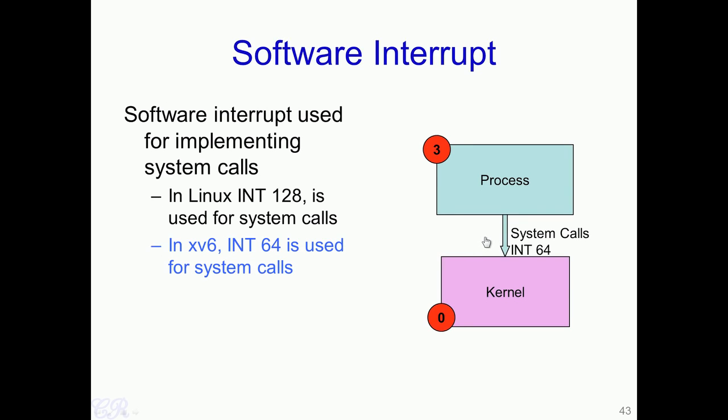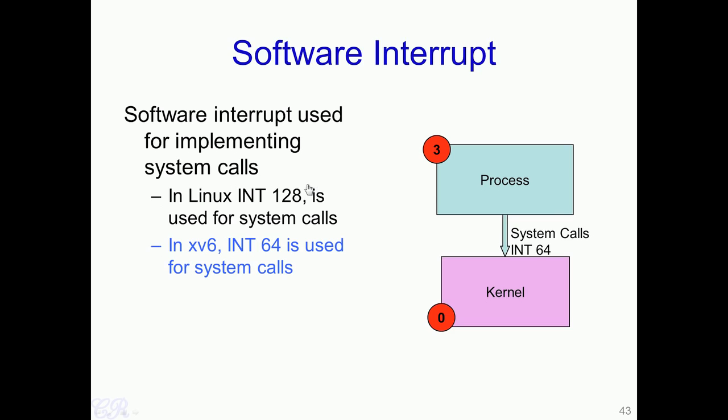So, where is the software interrupt used? Software interrupts are used to implement system calls. As we know, a user process could invoke a system call to perform some kernel operation. For example, it could be to read a file or to write a file, to print something to a monitor or to send a packet through the network and so on.